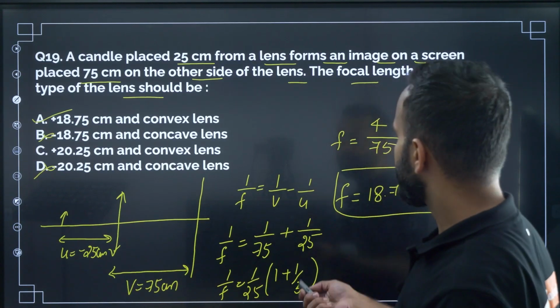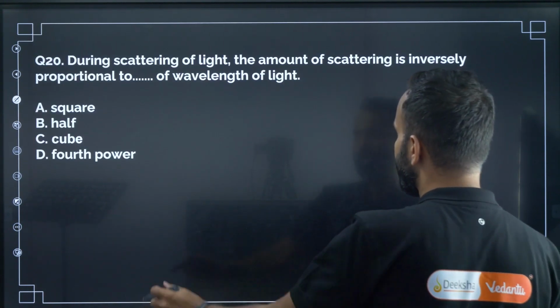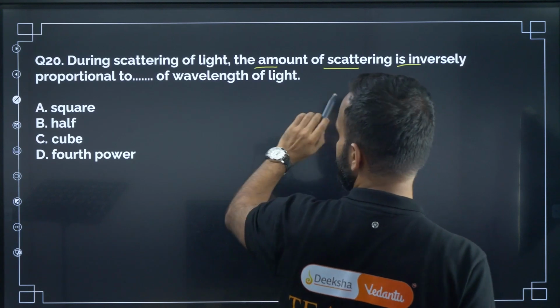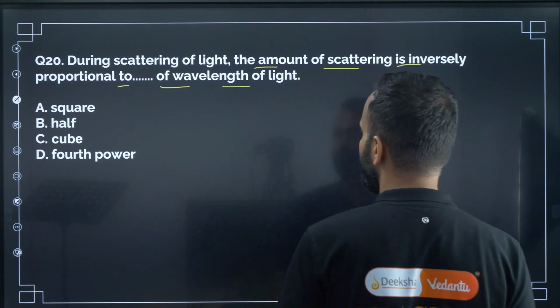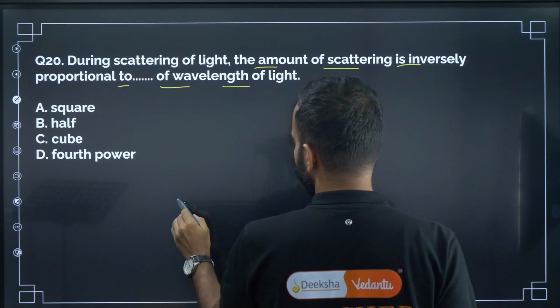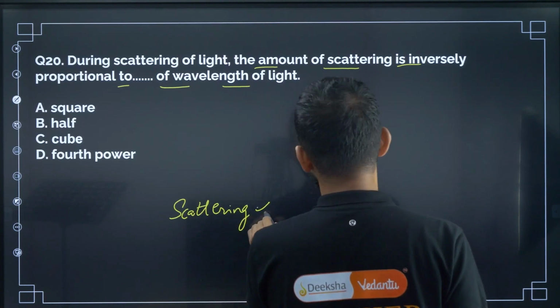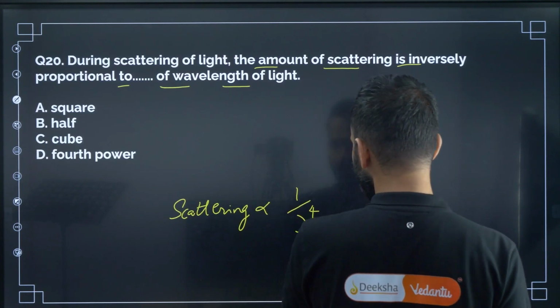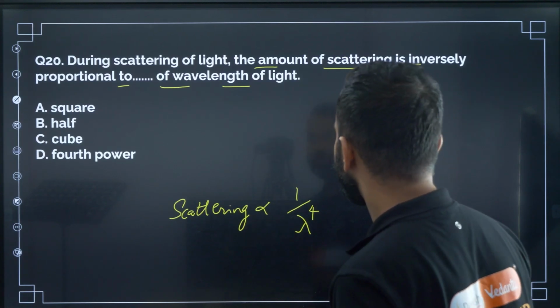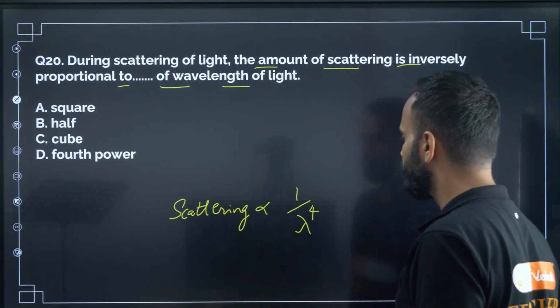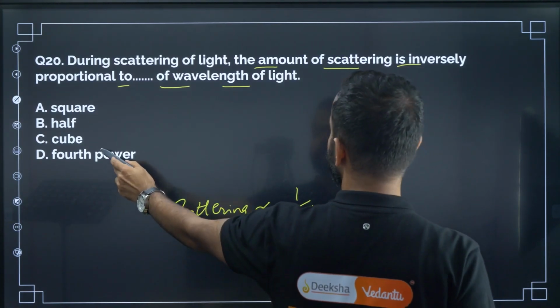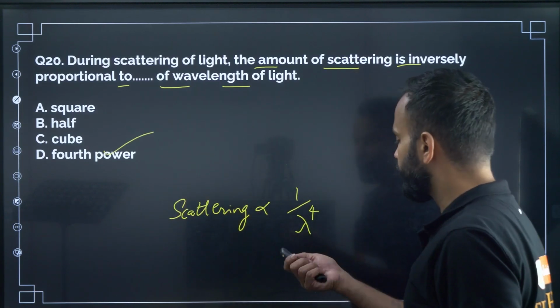Okay. Next question, question number 20. During scattering of light, the amount of scattering is inversely proportional to dash of wavelength of light. The direct question: the amount of scattering is inversely proportional to the 4th power of the wavelength of light. So option D is the correct answer.